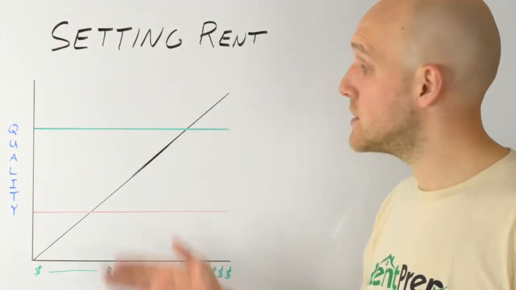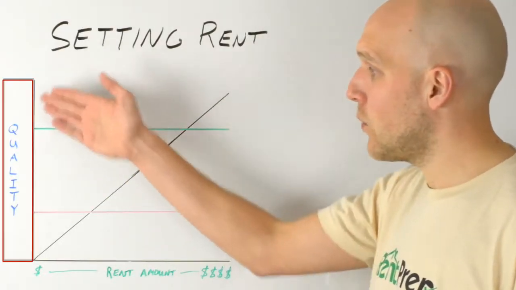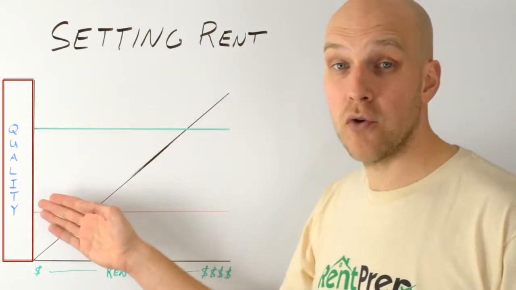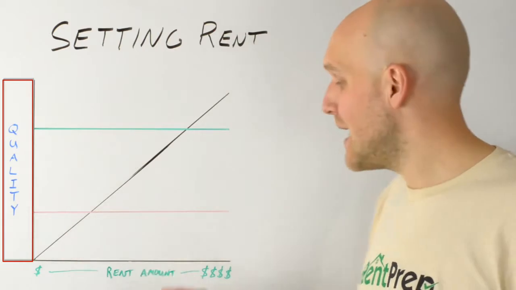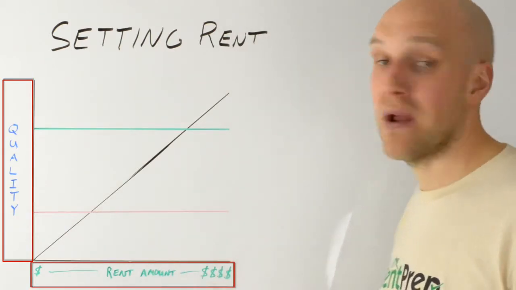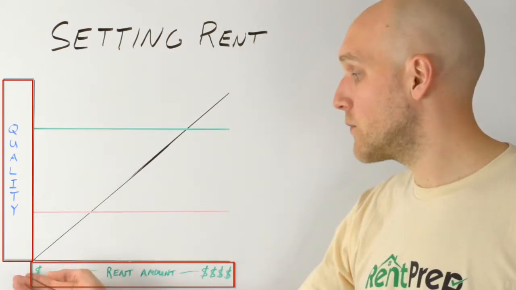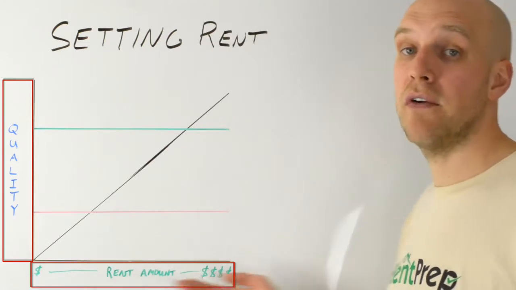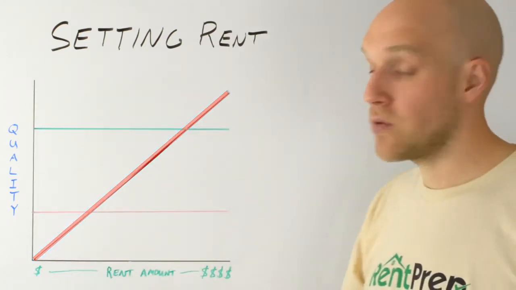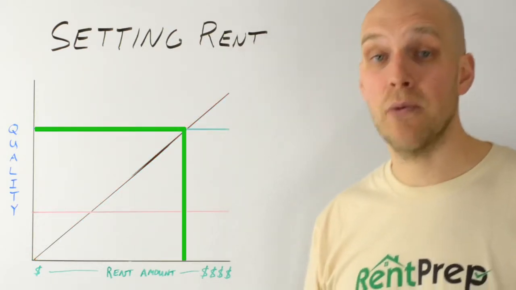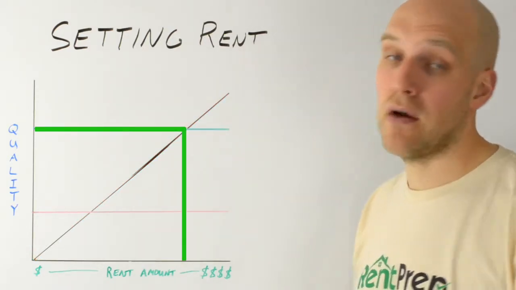Looking at here is your typical y-axis, and on the y-axis we have the quality of your rental unit. So, what kind of shape is it in, how updated is it, and then on the x-axis we have the rent amount. So going from left to right, it is very low to very high. This line in the middle here is showing that there's a direct correlation, as we all know, between how much you can charge and the quality of the rental unit.